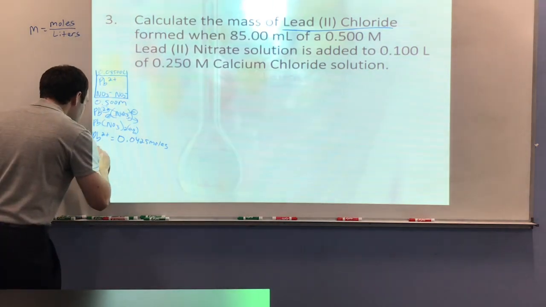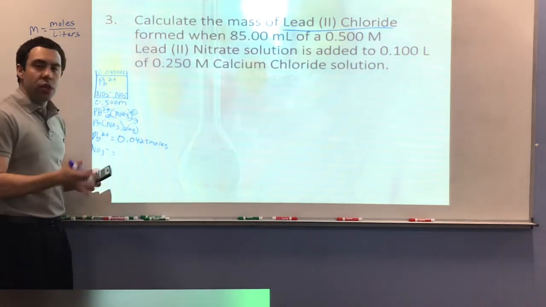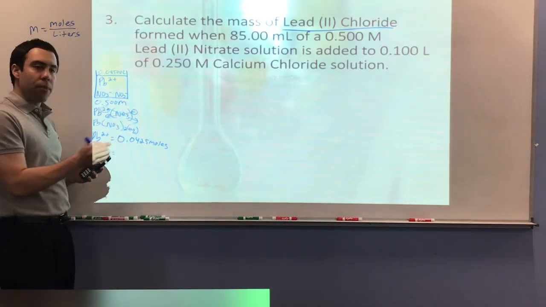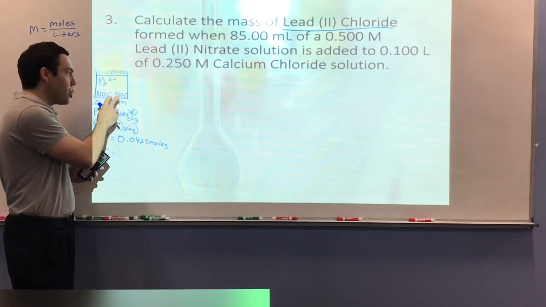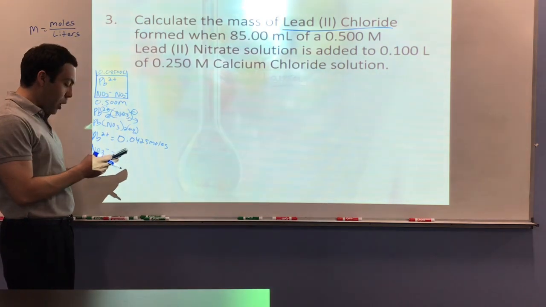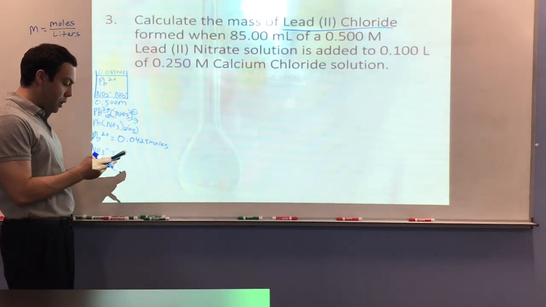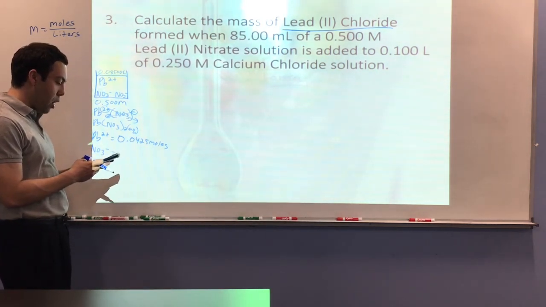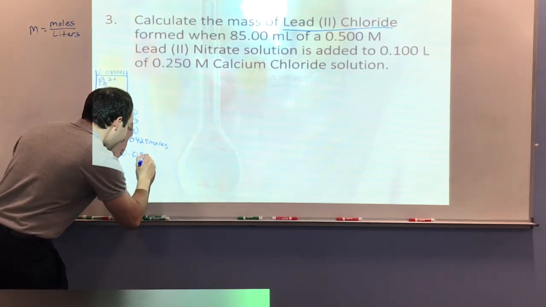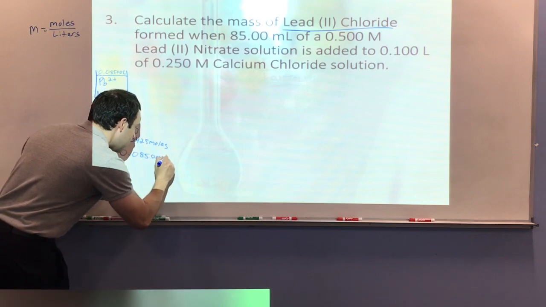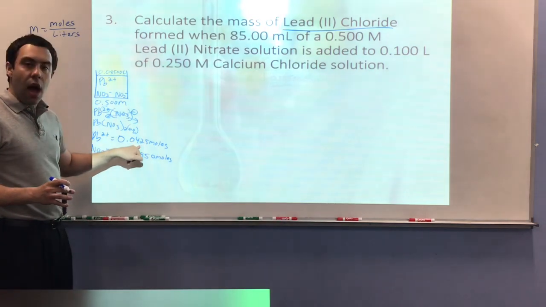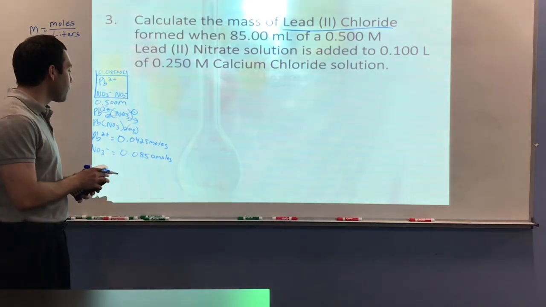For nitrate, we do the same thing, but we must double the number at the end, because remember, there's double the amount of nitrates in solution as there are lead 2 pluses. So let's check our work, 0.08500 times 0.500 times 2 gives us 0.0850 moles of NO3 minus, double the amount of Pb2+.